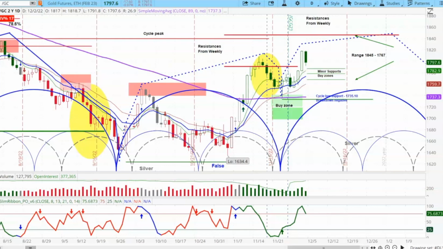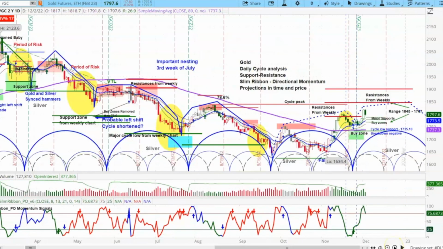Let's first take another look, looking back at the indicator, the slim ribbon PO. And you can see in here where the slim ribbon was negative. In other words, it was configuring to the downside. And the slim ribbon PO was giving you signals of downside resumption here and here and here. You could see that.